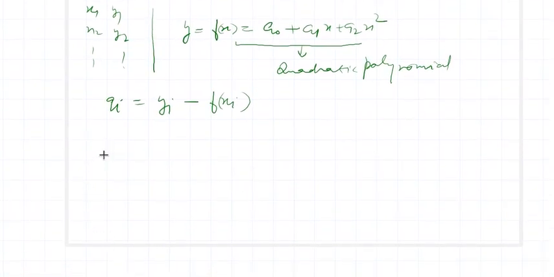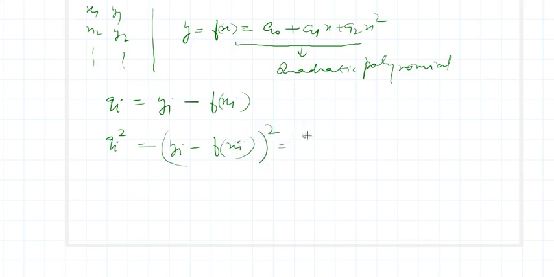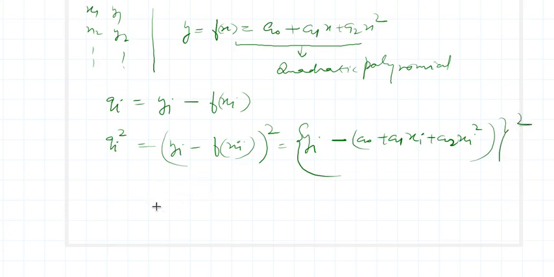But we need to find its square. So qi square is equal to yi minus f of xi, its whole square, and it is yi minus a naught plus a1xi plus a2xi square, and whole square. So it can simply be written as yi minus a naught minus a1xi minus a2xi square and whole square. So this is equation number 1.